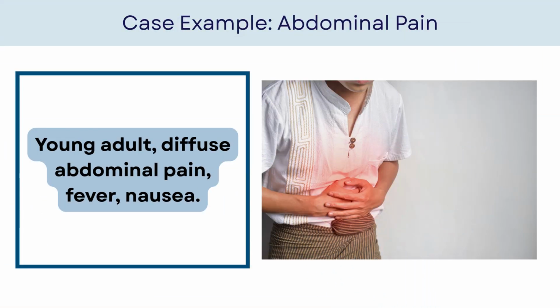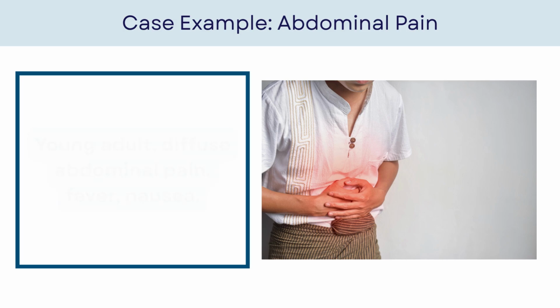Let's apply the sequence with an example. A young patient presents with diffuse abdominal pain, fever, and nausea. First, you collect data from the history and examination so you can formulate hypotheses like appendicitis, gastroenteritis, or biliary colic. Then you select studies like CBC, urinalysis, or an ultrasound. With the results, you can integrate a diagnosis and make the corresponding therapeutic decision. This process, though it seems simple, is the foundation of clinical thinking.